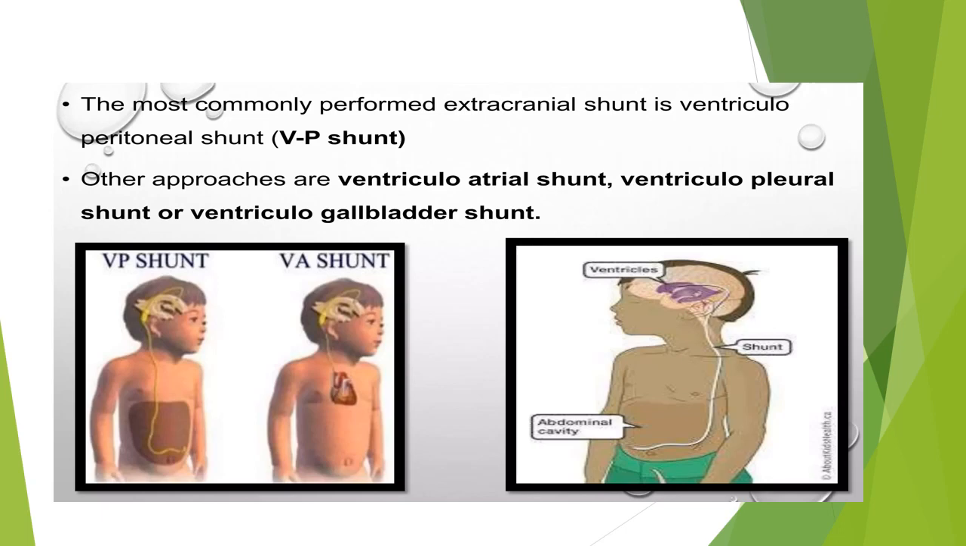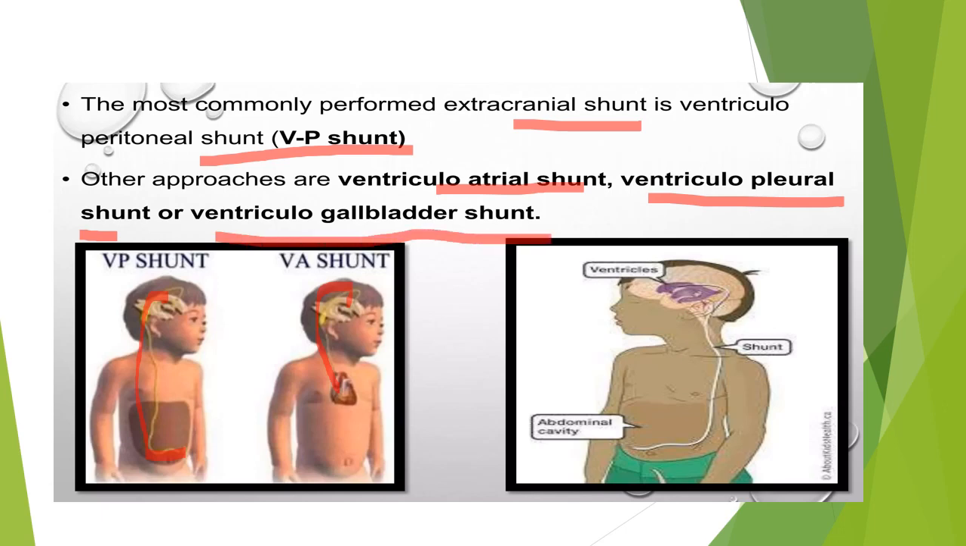The most commonly performed extracranial shunt is the ventriculoperitoneal shunt, VP shunt. In this, the CSF is shunted to the peritoneal cavity. This is VP shunt. Then this is VA shunt, ventricular atrial shunt, where the CSF is shunted to the atrium. Other approaches are ventricular pleural shunt or ventricular gallbladder shunt. Most probably we are using VP shunt.